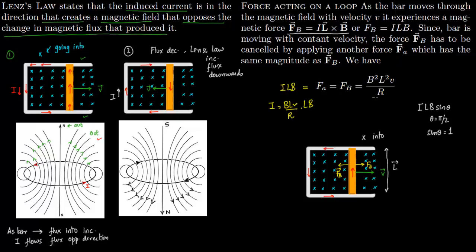Now what is the power? The power, you know, is force times velocity. So power becomes B square L square V square by R. And this you can see is immediately equal to this EMF squared over R. In the previous lecture we computed this EMF as BLV. So this should remind you of the formula that power is equal to V square by R, where here we are replacing V by this EMF.